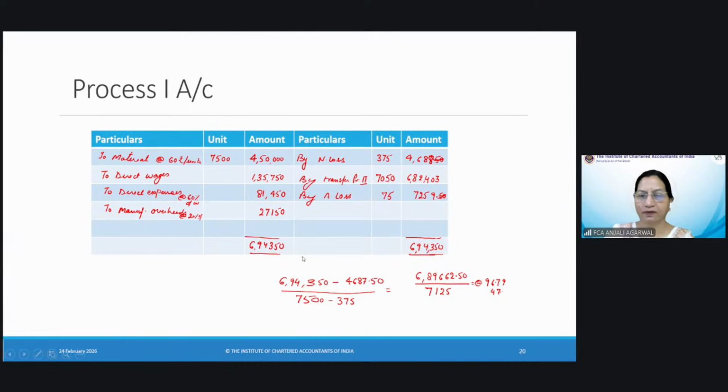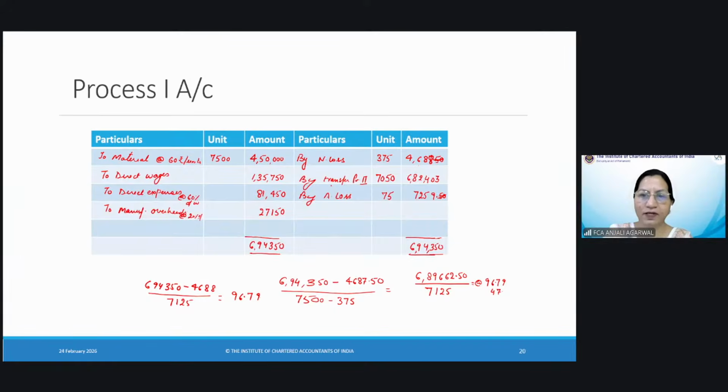Okay. So let's say if I had taken it at 694,350 minus 4688, it would be 689,662 divided by 7125. So it is equivalent to 96.79. Instead of 47, it is 46. So one and the same thing. So you can keep this also, 4688.